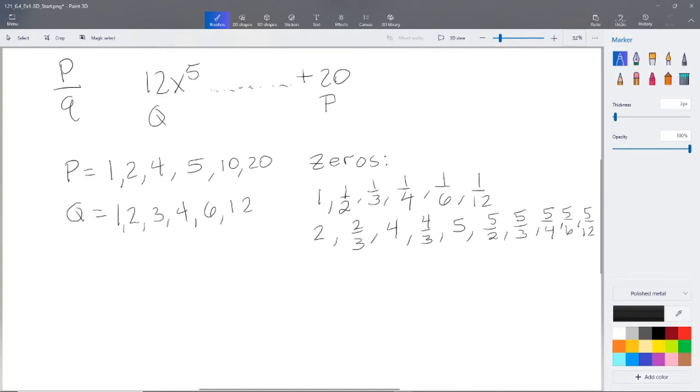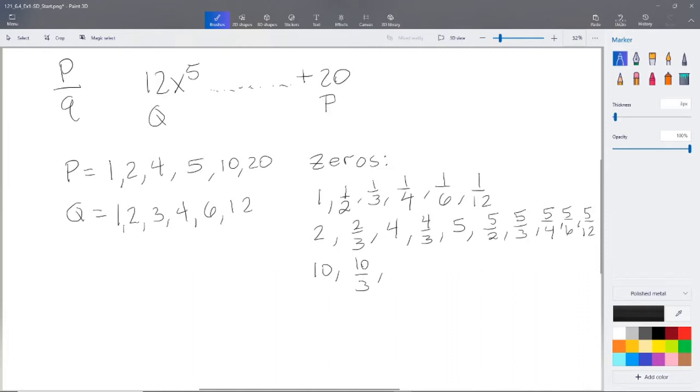But now 10 and 20 are probably going to give us all things that we already have. So let's see here. 10 over 1 is 10. All right, so let's put that one down. Don't have that one. But then 10 over 2 is 5. I already have that on the list. 10 over 3, we don't have that one on the list. 10 over 4, that's the same as 5 over 2. We've already got that one. 10 over 6, that's the same as 5 over 3. We've already got that one. And 10 over 12 is the same as 5 divided by 6. We've already got that one too.